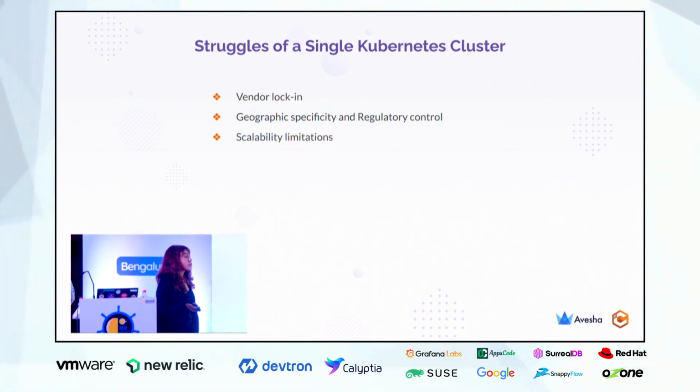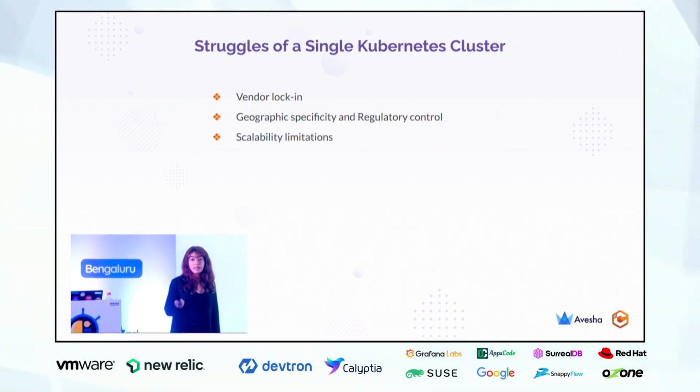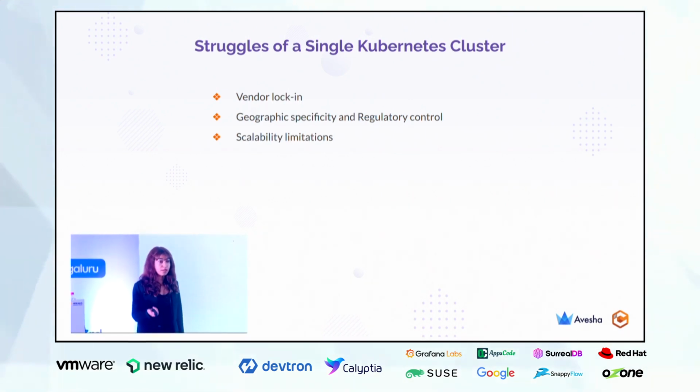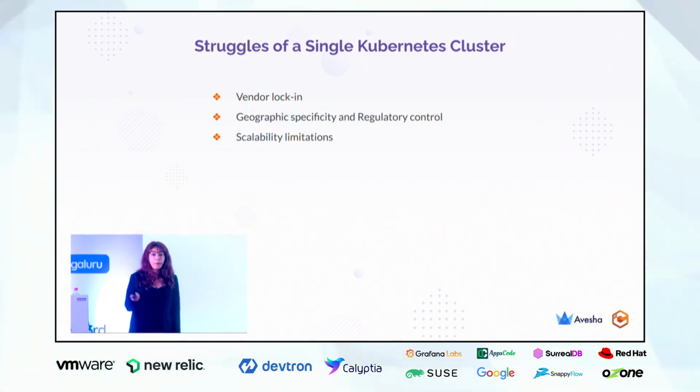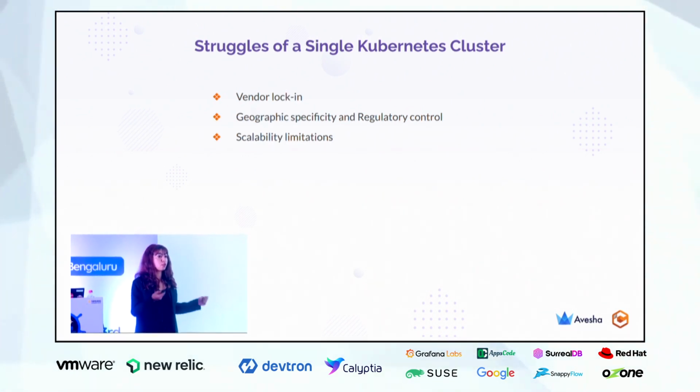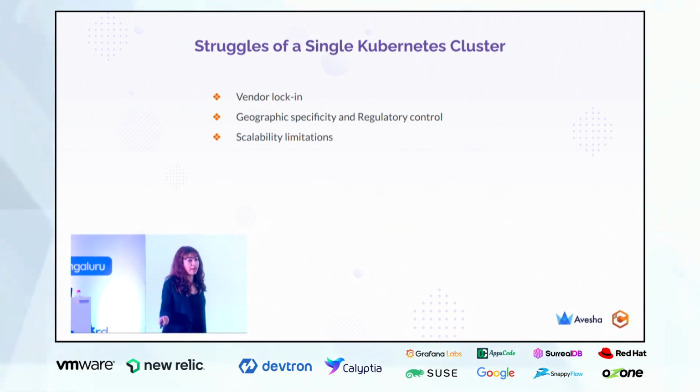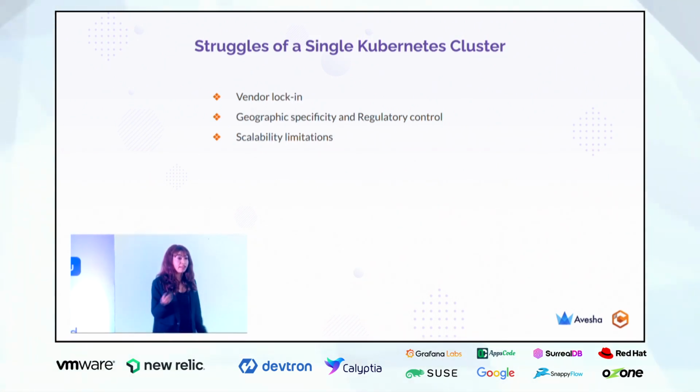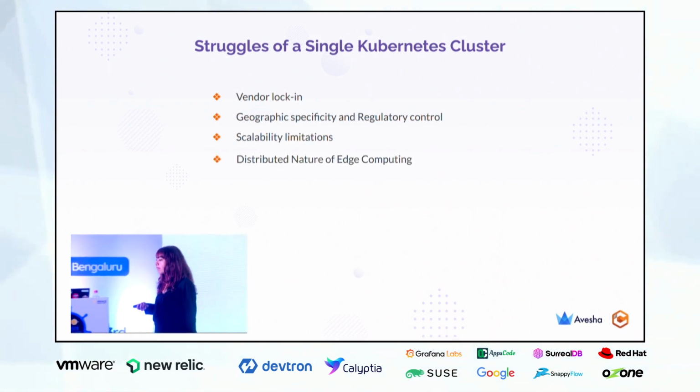Scalability limitations. In theory, there is a limit of 5,000 nodes in a single cluster, but we have seen practical issues when the cluster's nodes reach a few hundred. So that is why scalability to an infinite number is not possible.